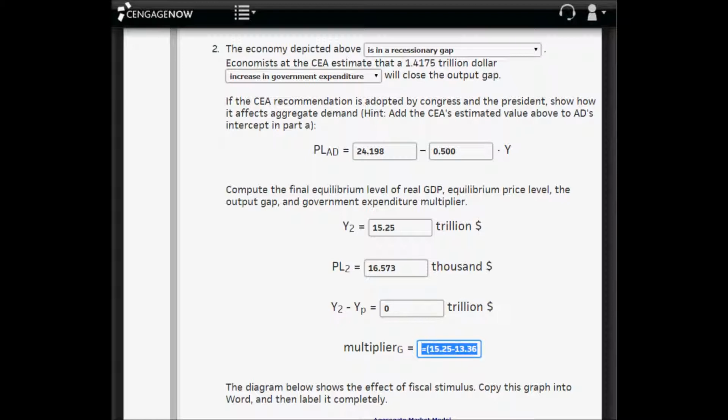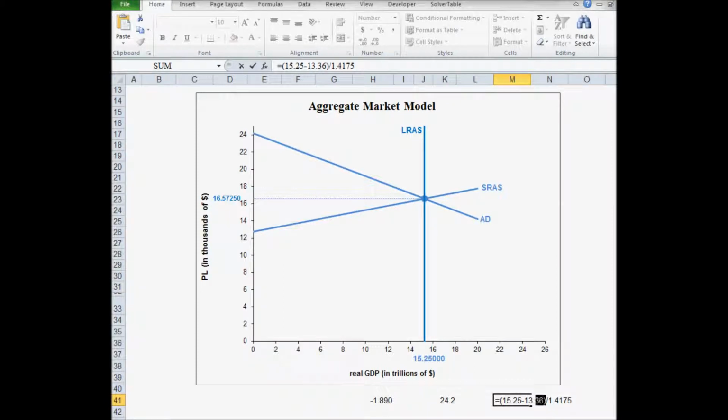We're going to calculate that in Excel. So this is the increase in GDP. We divide that by the increase in government expenditure to get the government expenditure multiplier, which is 1.333.